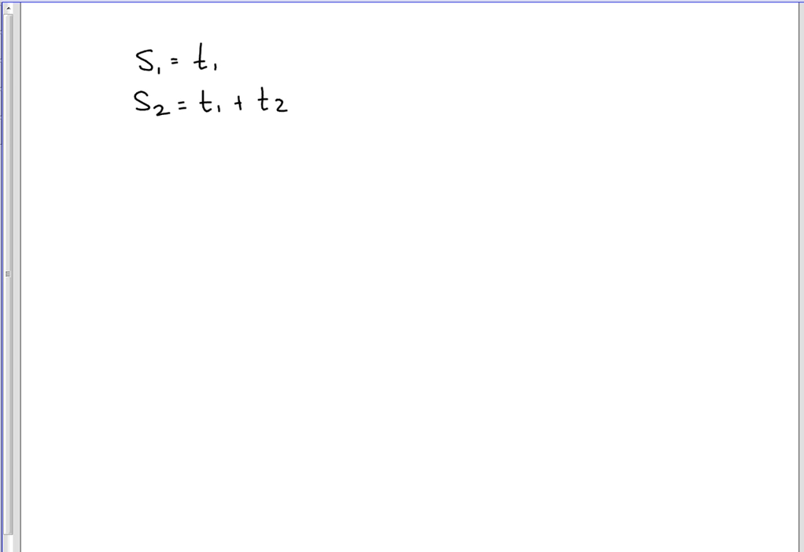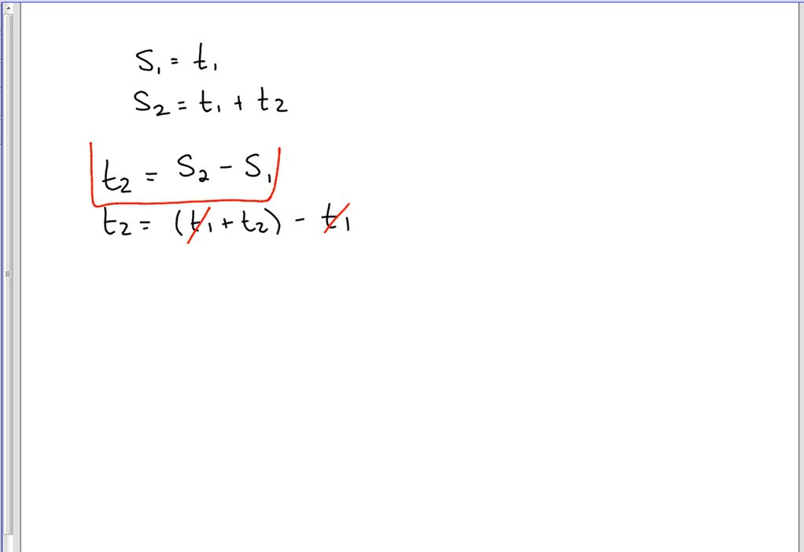So what I mean by that is term 2 is equal to the sum of the first two terms minus the sum of the one term. Why is that? Well, we know S2 is the first two terms added together. S1 is the first term. So if I subtract that, what are we left with? The term 1's cancel, so we're just left with T2, right? So if we know two consecutive sums, we can actually find a term.